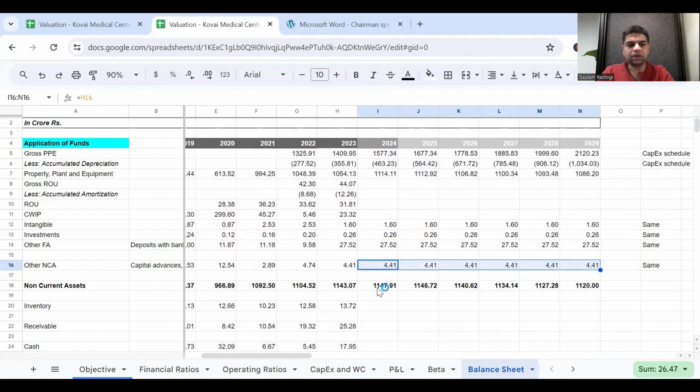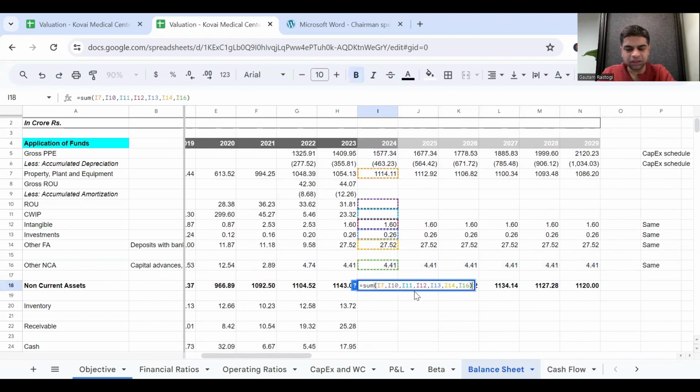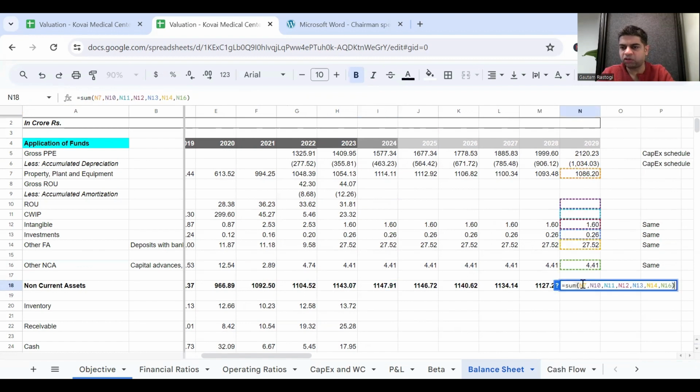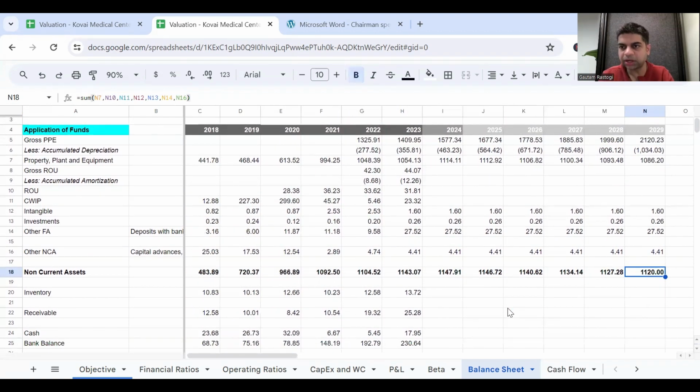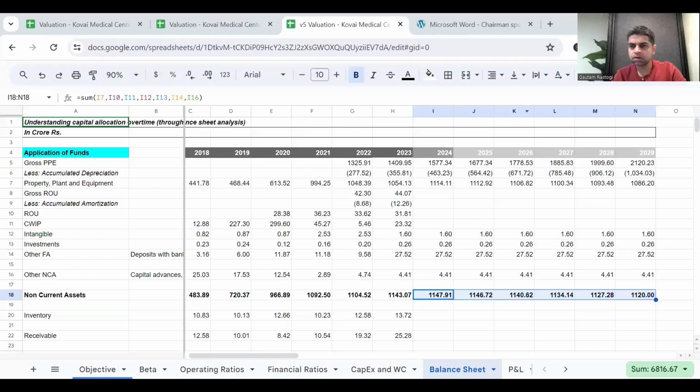Now our total net non-current assets is done. I'm just checking if the formula is right. Yes, this seems to be right. Since this is done, now let's review the linkages that we have been able to form until now.